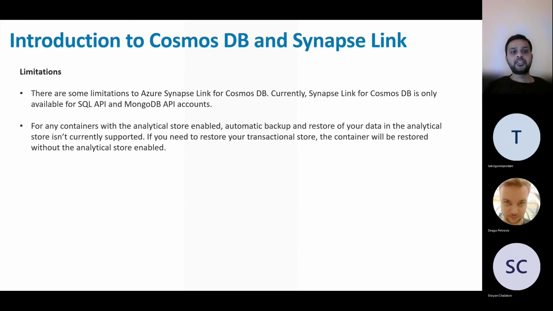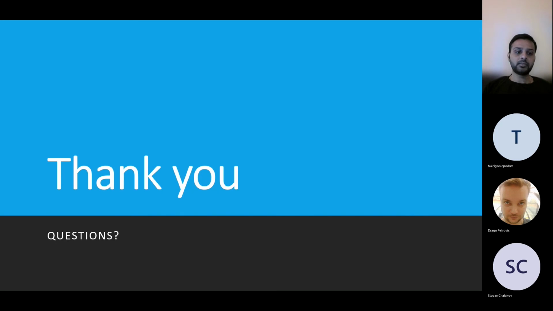There are also some limitations of using Synapse Link with Cosmos DB. First of all, it is only available for the SQL and MongoDB API. It is not available for the Gremlin API. For any containers with analytical store enabled, automatic backup and restore of the data is not currently supported. So if you want to restore your transactional data store, then the container will be restored without the analytical store enabled.